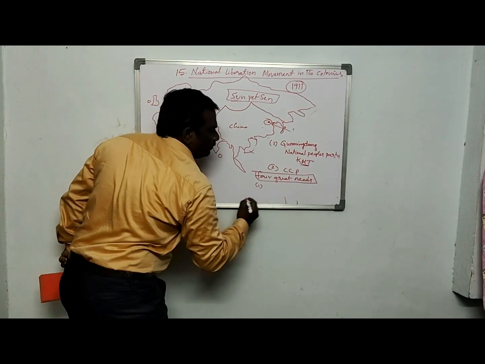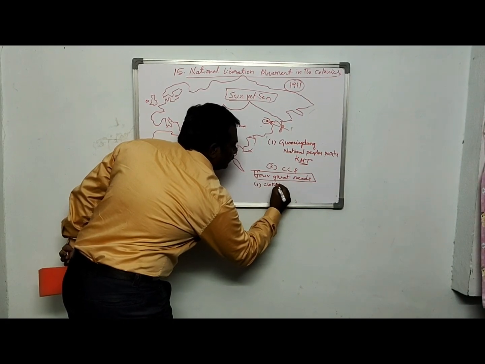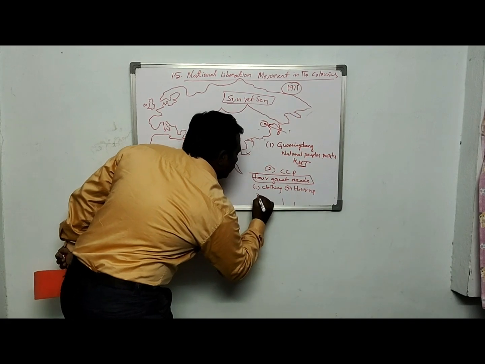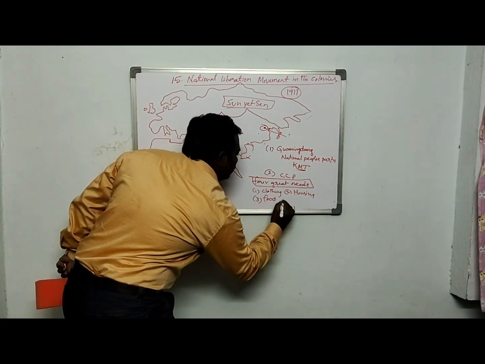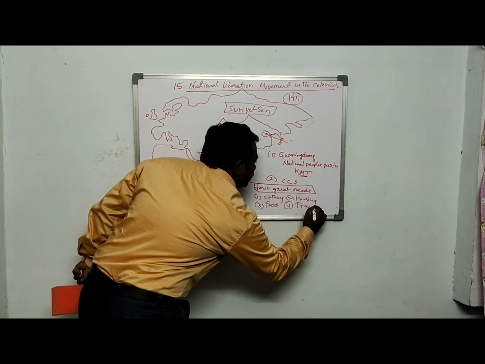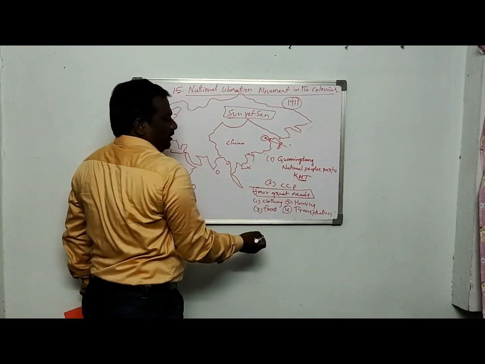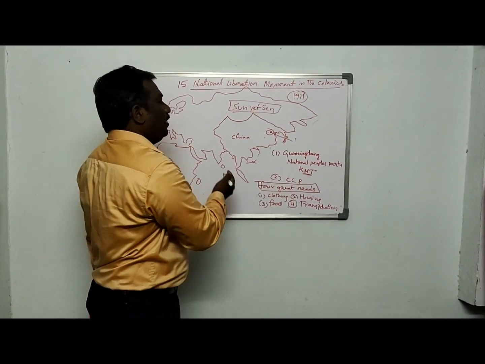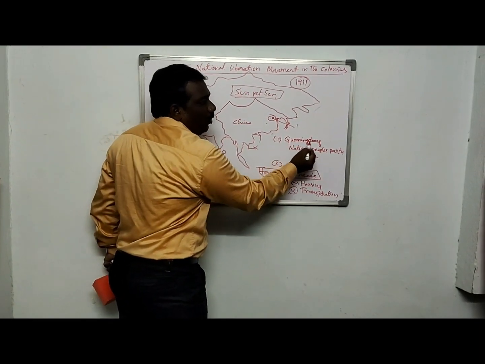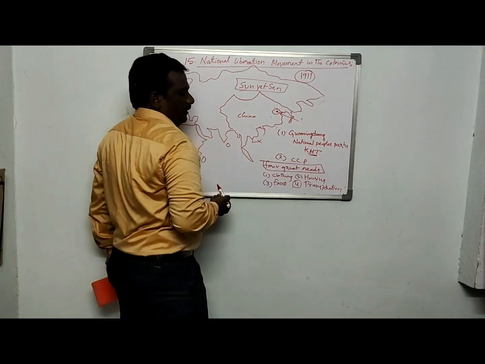One is clothing, second is housing, third one is food, and fourth one is transportation. These are the four great needs which were advocated by Sun Yat-sen. Remember, Sun Yat-sen belongs to which party? Kuomintang Party. It is also called the KMT Party, National Party.